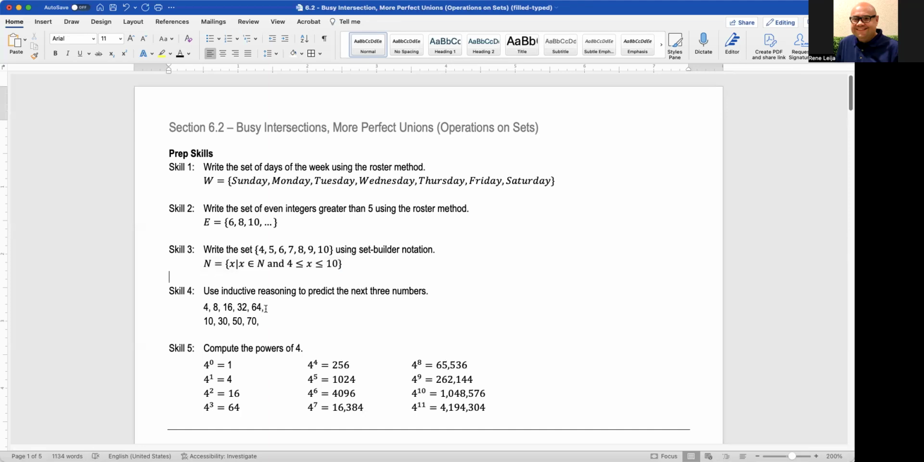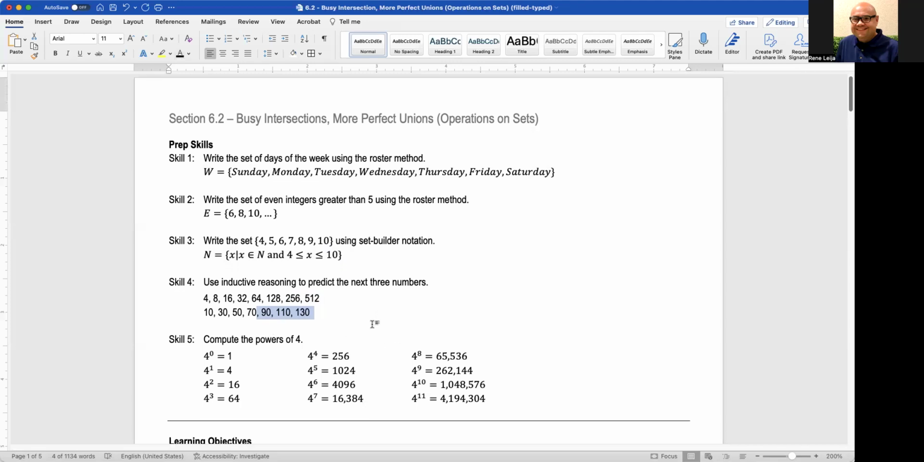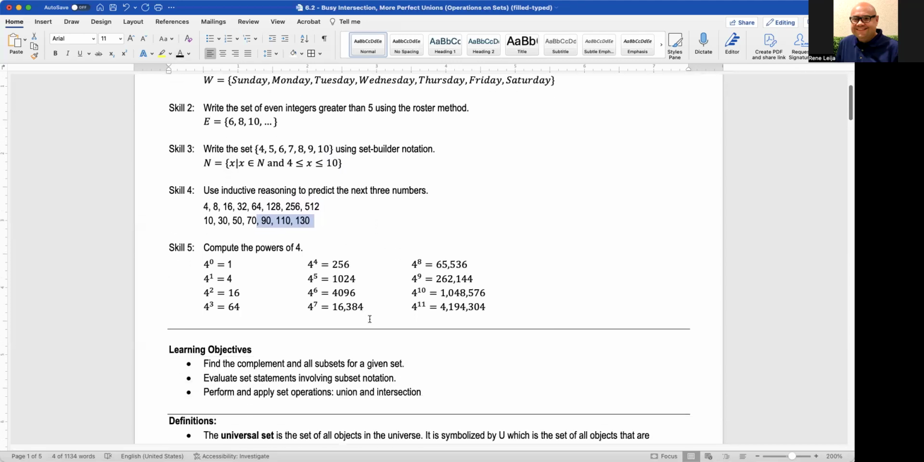Now use inductive reasoning to predict the next 3 numbers. So 4, 8, 16, 32, 64. If you can recognize what the pattern would be, here are your next set of numbers. And then 10, 30, 50, 70, they're going by 20s, starting at 10. And so that would be your next 3 numbers. And then here are your powers of 4.